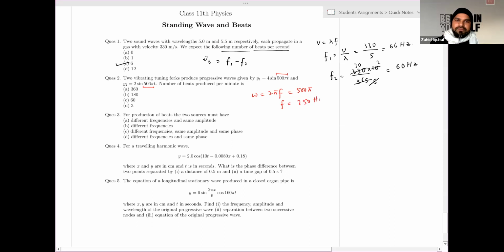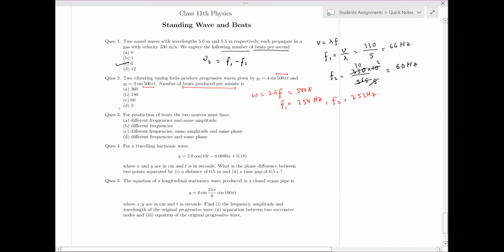250 hertz for the first part. And for F2, we have omega is 506 pi, so F2 will be 253 hertz. So again, the beat frequency in this part will be just the difference of these two. Option D. Good.